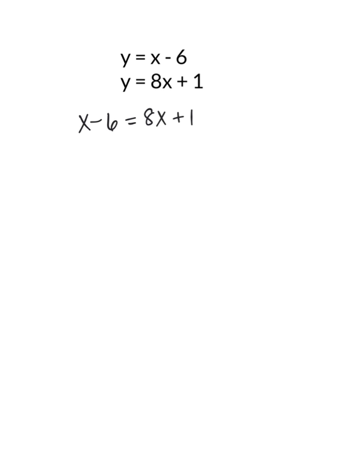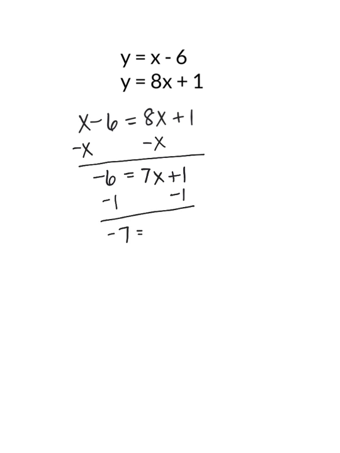And now, the reason we did that is because now we can just solve for x. And then we can worry about finding y after that. So I want to get my x's on the same side, so I'm going to subtract x from both sides. That leaves me with negative 6 is equal to 7x plus 1. And now let's subtract 1 from both sides. I have negative 7 equals 7x. Divide both sides by 7, and we get x is negative 1.